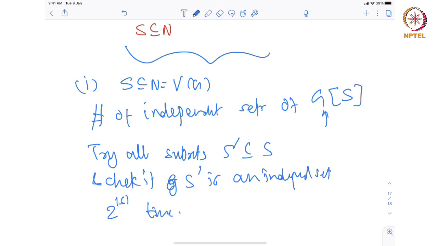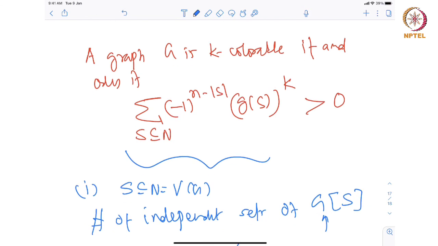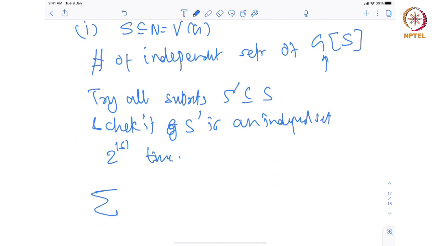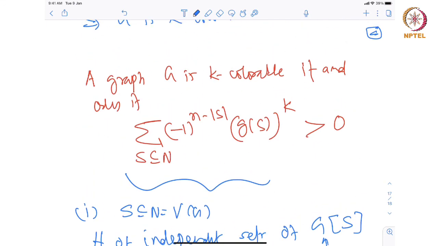So in 2 to the power |S| time we can compute g of S, take its kth power, and evaluate this summation. For the summation we can use the same trick: the sum over i from 0 to n of n choose i times 2 to the power i, which is 3 to the power n. So we didn't get anything new from this inclusion-exclusion formula than what we already knew before.